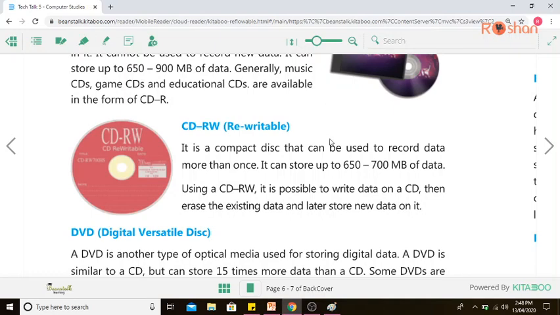Suppose the capacity of my rewritable disk is 700 MB. Suppose there is already some information of 700 MB and I want to write something again on 400 MB. Automatically the first 400 MB of data is lost, and in that lost space we enter some new information. So what is the difference? The difference is that readable means once we write, we can use it continuously again and again with no problem. And CDRW means we can write the information again and again.